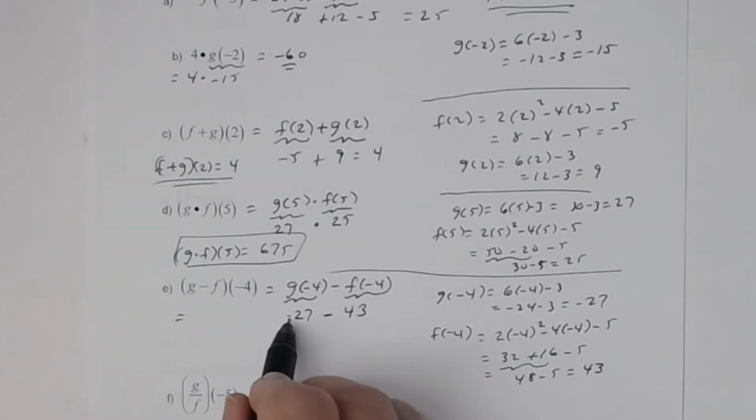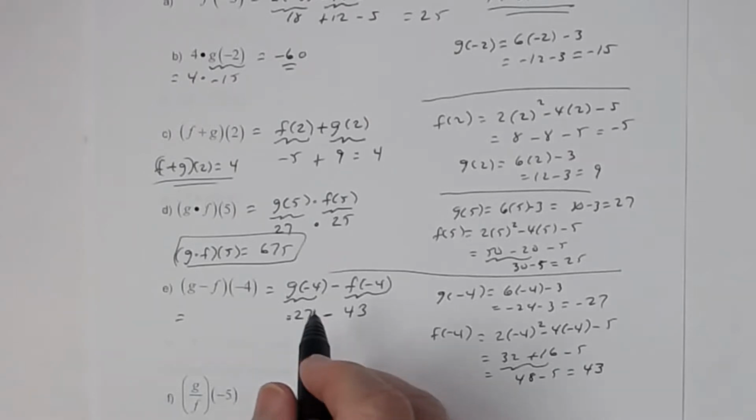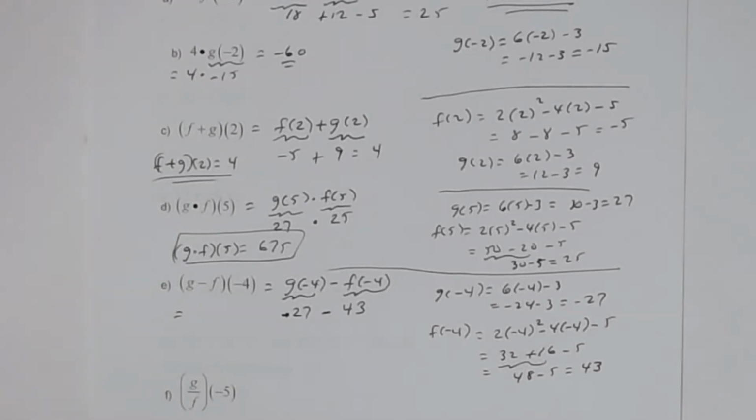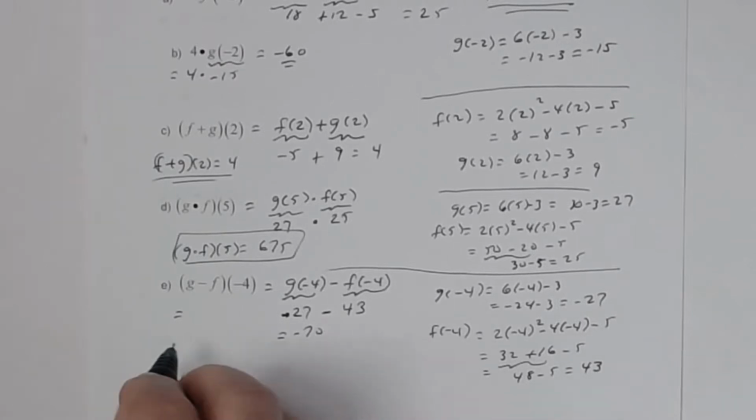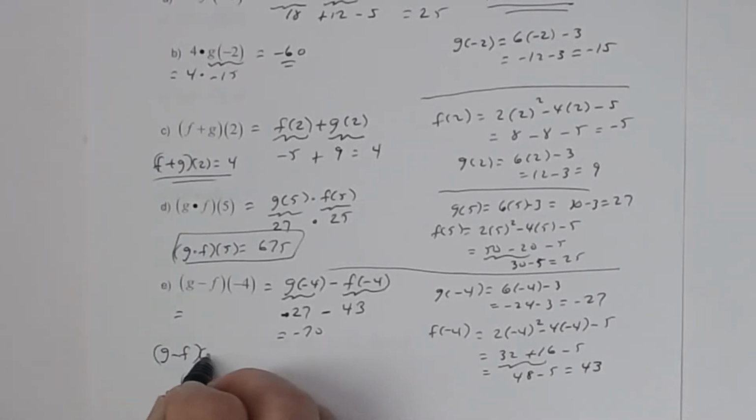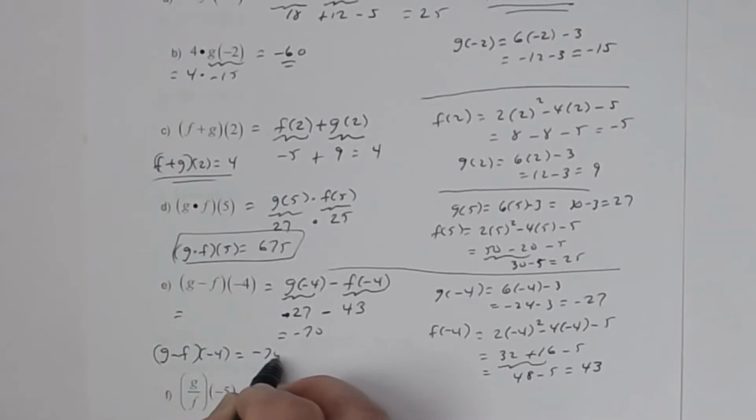So a negative 27 and a negative 43, that's a negative right here. A negative 27 and a negative 43, use your calculator if you have to, is going to be a negative 70. So therefore, we're going to say g minus f at negative 4 equals a negative 70.